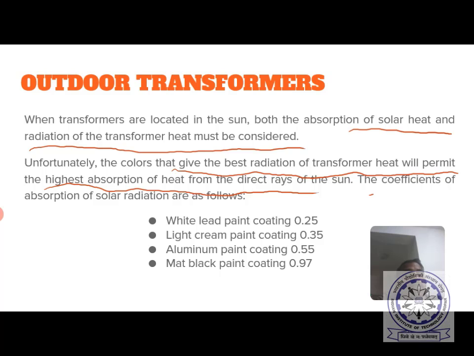That is the problem. The coefficients of absorption of solar radiation are as follows. White lead paint coating 0.25 and light cream paint coating 0.35, aluminum paint coating 0.55, but black paint you can see 0.97. So, like this. Therefore, for outdoor transformers, absorption should be less only. Therefore, aluminum or metal coatings work better.